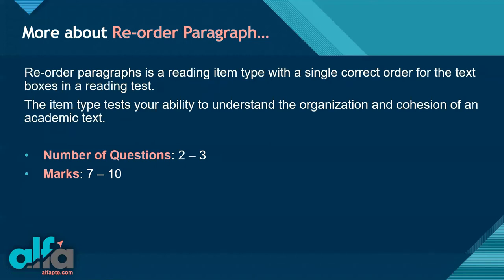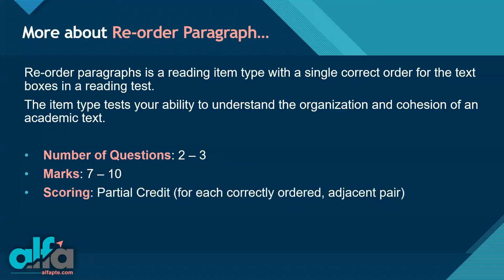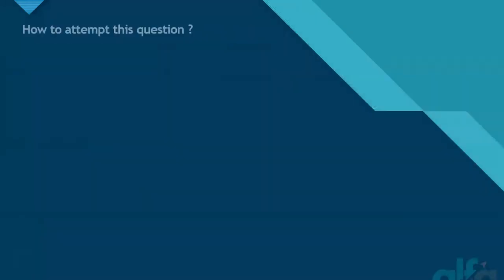You will get approximately 7 to 10 marks in this particular question type, but only in the reading. It doesn't give marks in any other module. Your scoring is based on partial credit. So you don't have marks for putting one sentence in the right order. You have marks for putting 2 sentences together. So if you put a pair together, that's when you get a score. When we do an example reorder, then I will explain to you how you will be scored.